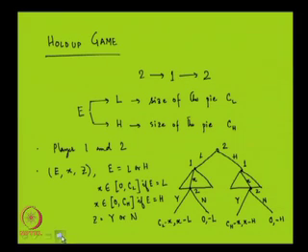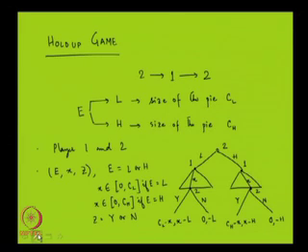Now, let us look at the player function. It is player 2 who moves first, then player 1 moves, and then player 2 moves for all X. And finally, preferences. What is the kind of preference that we are having here? These are given by these payoff functions.